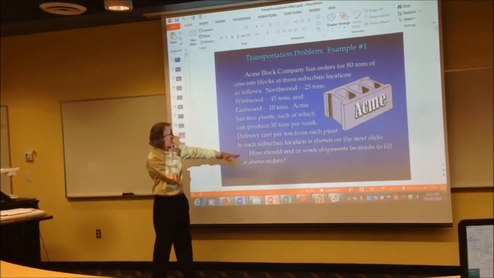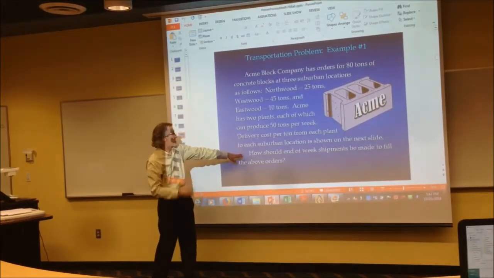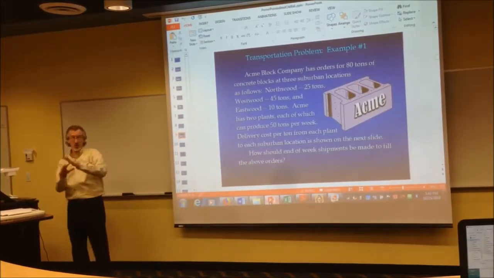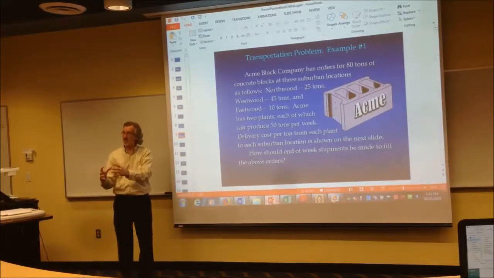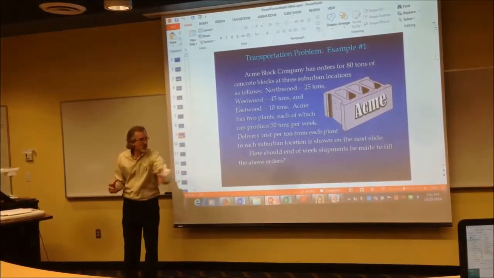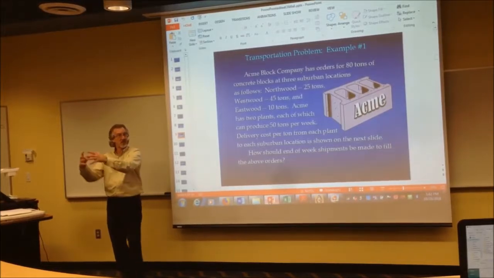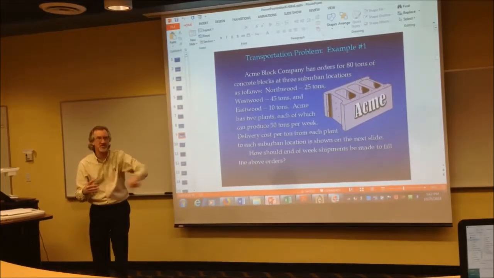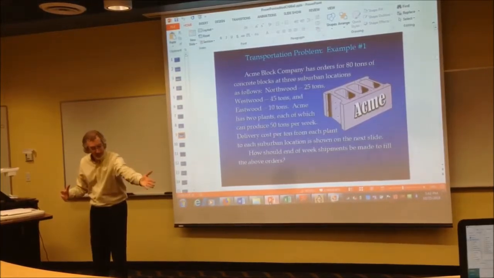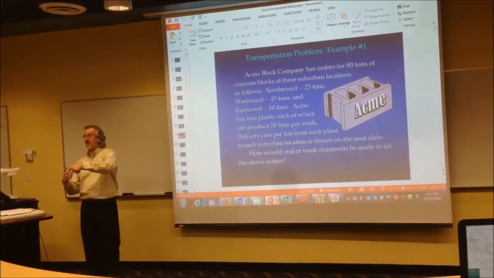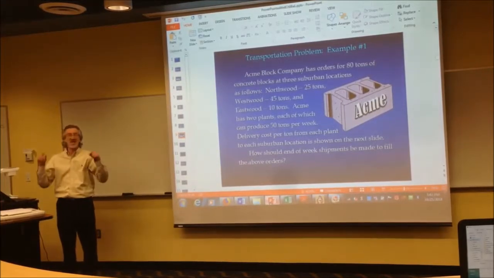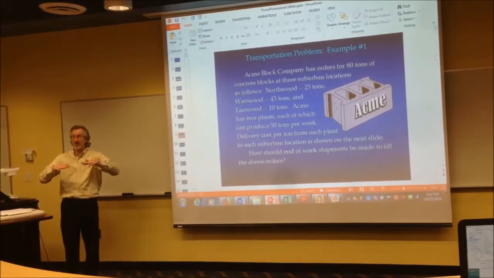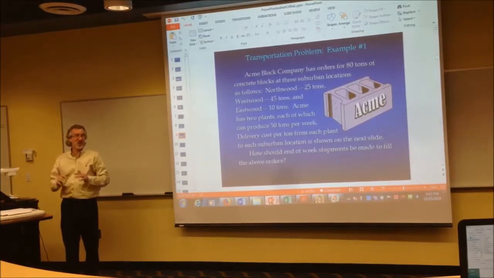Delivery costs per ton are on the next page, and the question is, how should end-of-the-week shipments be made to fill these orders? This whole thing's about, okay, this plant has 50 tons available. Which customers out of those 3 are going to get some of this 50? This plant has 50 tons available. Out of those 3 customers, I'm drawing lines right now. That's what that motion is, drawing lines, arrows. Which one of these 3 customers are going to get part of that 50 tons? So where's it coming from and where's it going to, in order for the company to keep the shipping cost as low as possible. That's what almost all these are about. How to keep our cost down.